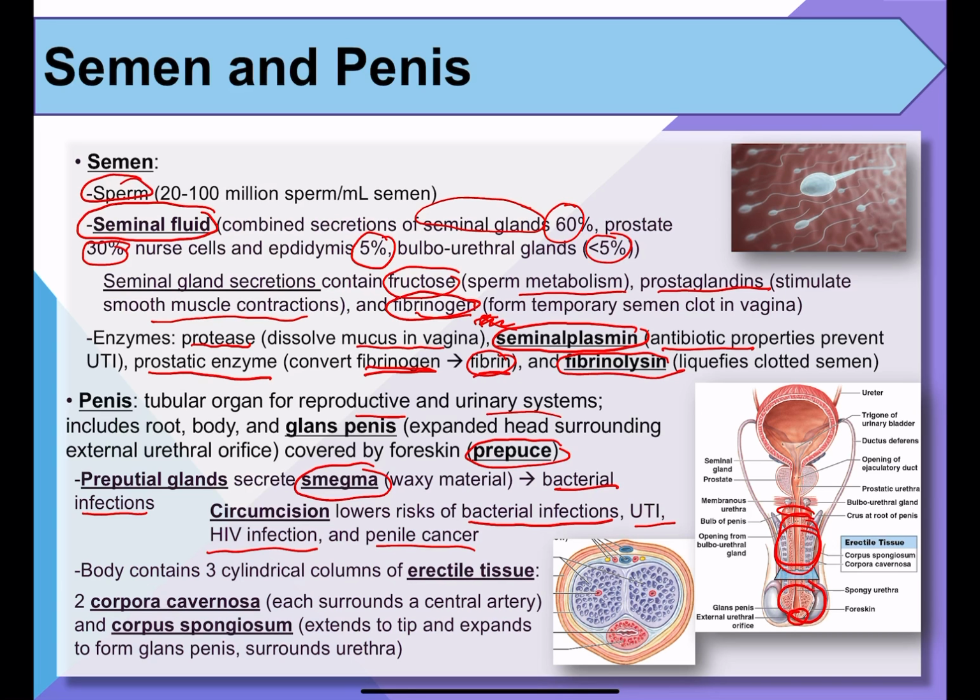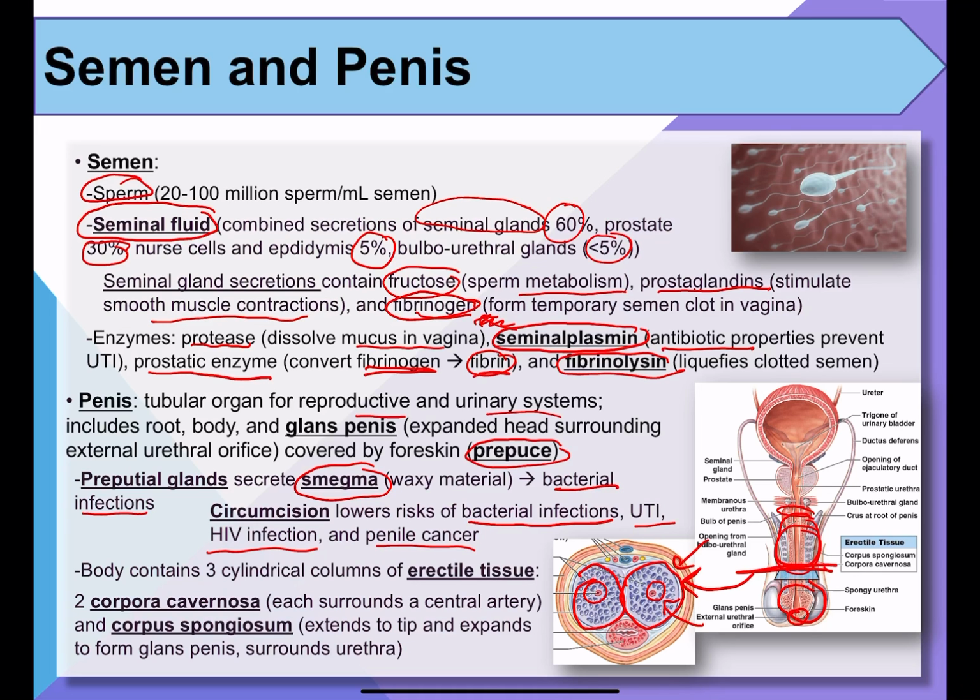So the body of the penis contains 3 cylindrical columns of erectile tissue, 2 of those right here. This is a cross section of the penis, enlarged here. These 2 purple circles represent the corpora cavernosa. Now, corpora cavernosa is the plural of corpus cavernosum, because males have 2 of these corpora cavernosa, which surround a central artery right here, and that's why for a penis to erect, they have to be filled with blood. We'll talk about that process and what nervous system is involved.